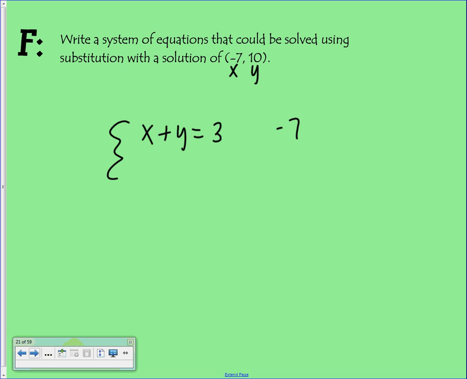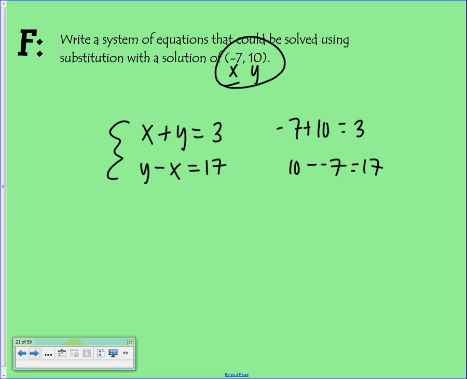Because if you plug in negative 7 plus 10, you get positive 3. I could also do something like y minus x, which would give me 17, because 10 minus negative 7 would equal 17. So any set of equations that you want to come up with, where plugging it in gives you an answer, is all good.